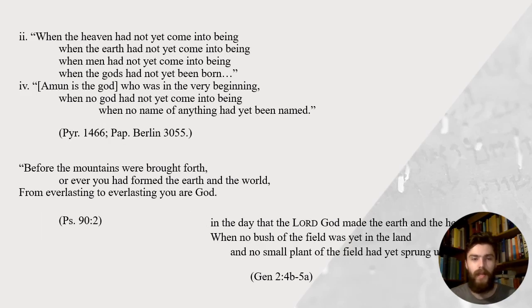So from the Heretic papyri here, I've got a section from 1466 and 3055. We read that when the heaven had not yet come into being, when the earth had not yet come into being, when men had not yet come into being, when the gods had not yet been born, Amun was the God who was in the very beginning, when no God had yet come into being, when no name of anything had been named.